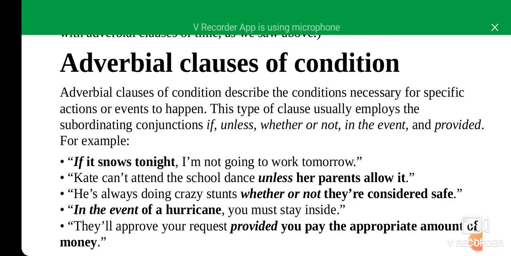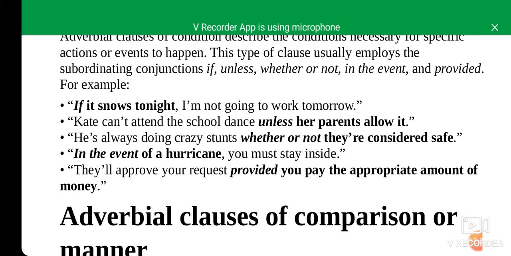This type of clause usually implies the subordinating conjunctions if, unless, whether or not, in the event, and provided. For example, if it snows tonight, I'm not going to work tomorrow. Why are you not going to work tomorrow? Because if it snows today. So it shows the condition: if it snows, you will not go to work tomorrow.